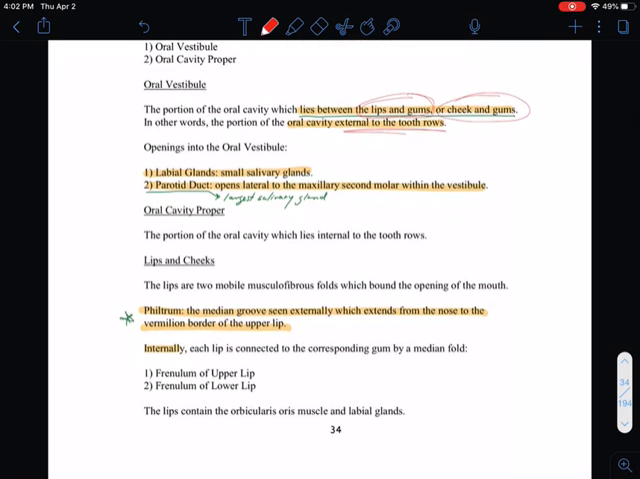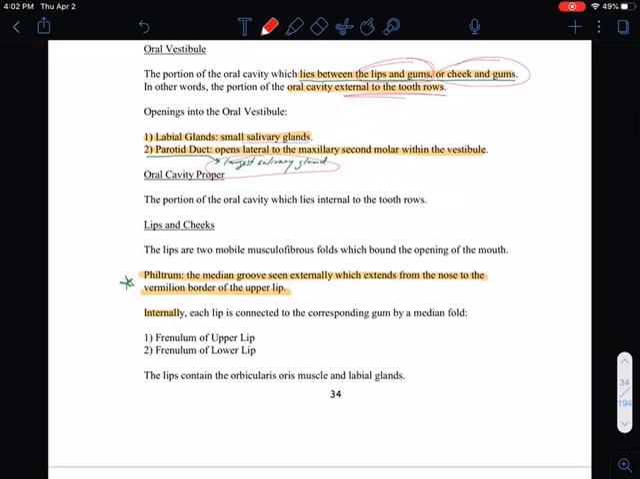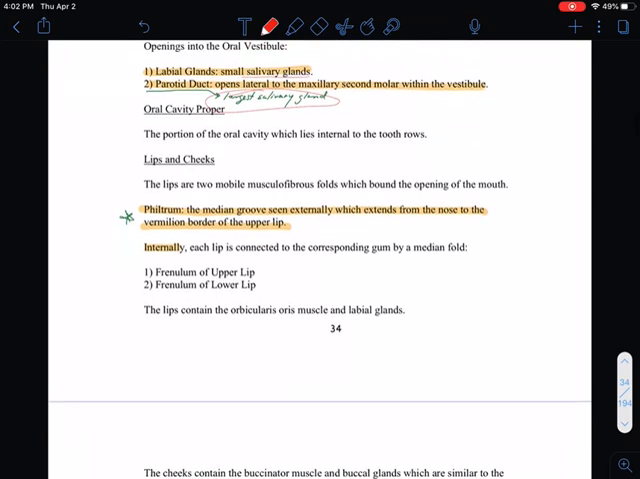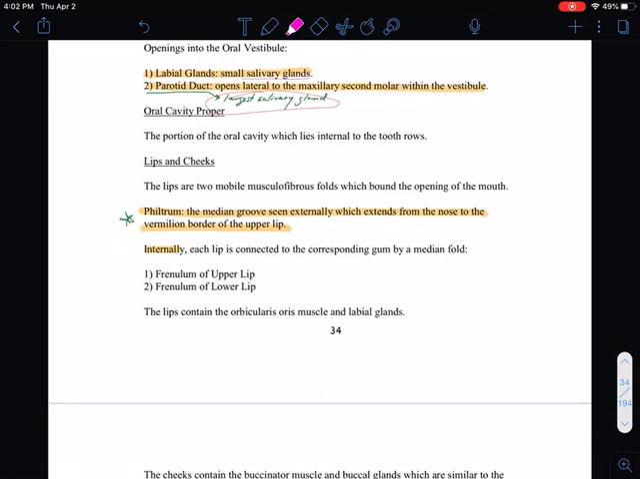So we have a couple glands here. We have our labial glands, which are small salivary glands, and then a parotid duct, which is the duct associated with our parotid gland, which is our largest salivary gland. Next, we have our oral cavity proper, and that's just the rest of our oral cavity that is lying internal to the tooth rows.